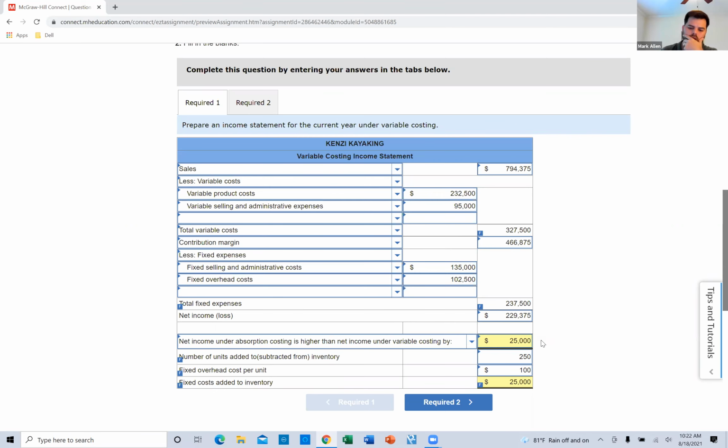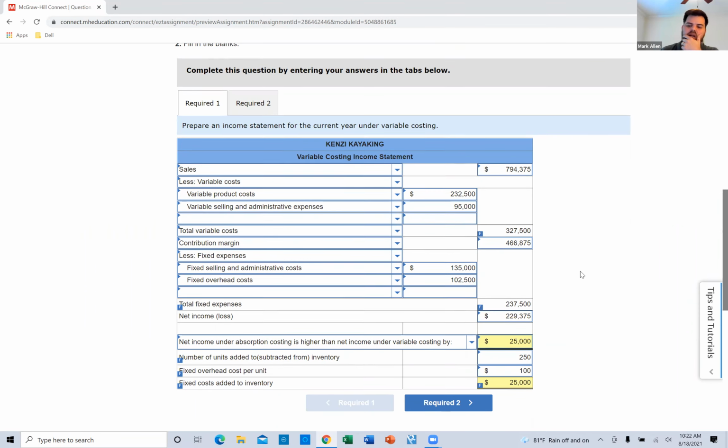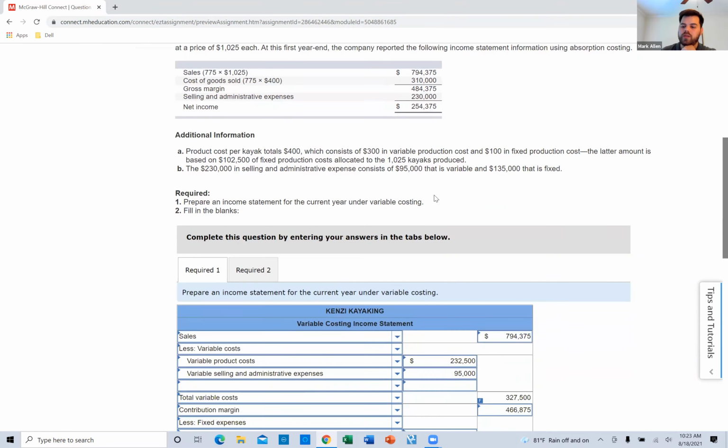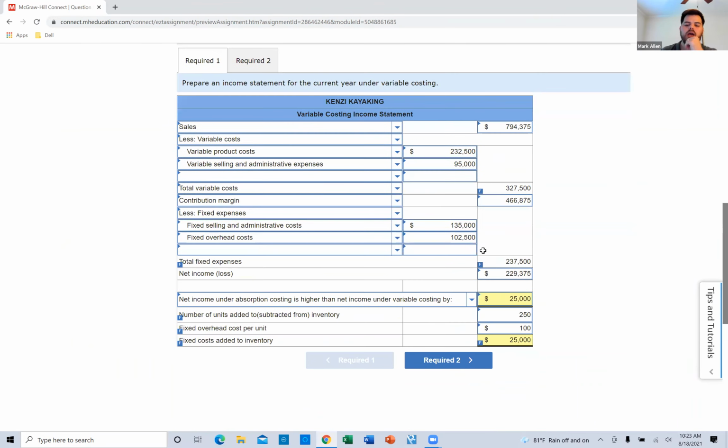So now let's look. We've got variable income, $229,375. We've got absorption income, $254,375. So sure enough, absorption was greater. So we feel like we've done this correctly. And that difference is $25,000.